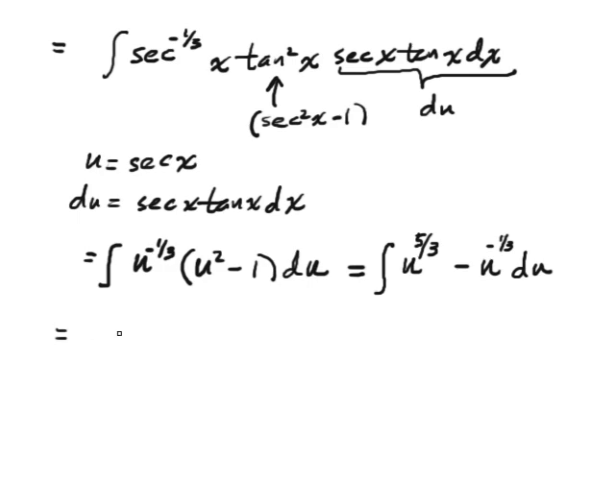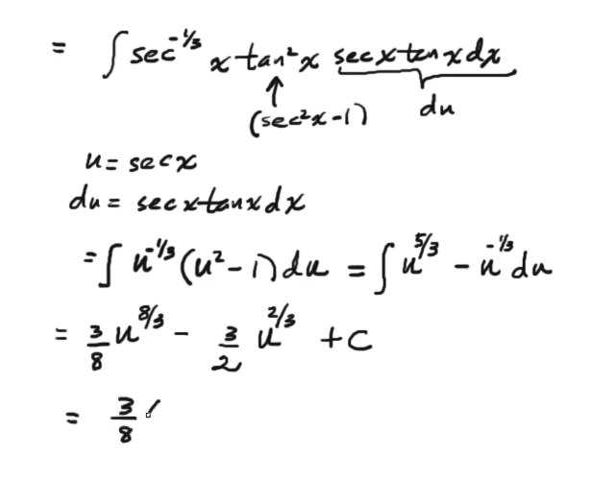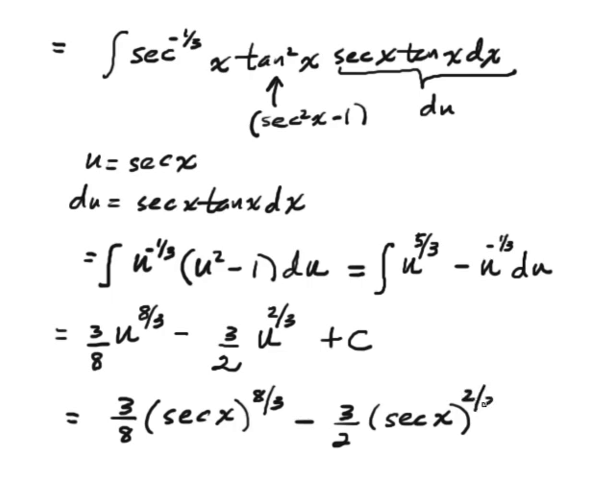Okay, so we have u to the 5/3 plus 3/3, that's 8/3. Divide by 8/3, and multiply by 3/8. And here we have minus 1/3 plus 3/3, that's 2/3. And divide by 2/3 and multiply by 3/2. And now we'll just substitute back u is equal to secant x, so we have 3/8 secant x to the 8/3 minus 3/2 secant x to the 2/3 plus c.